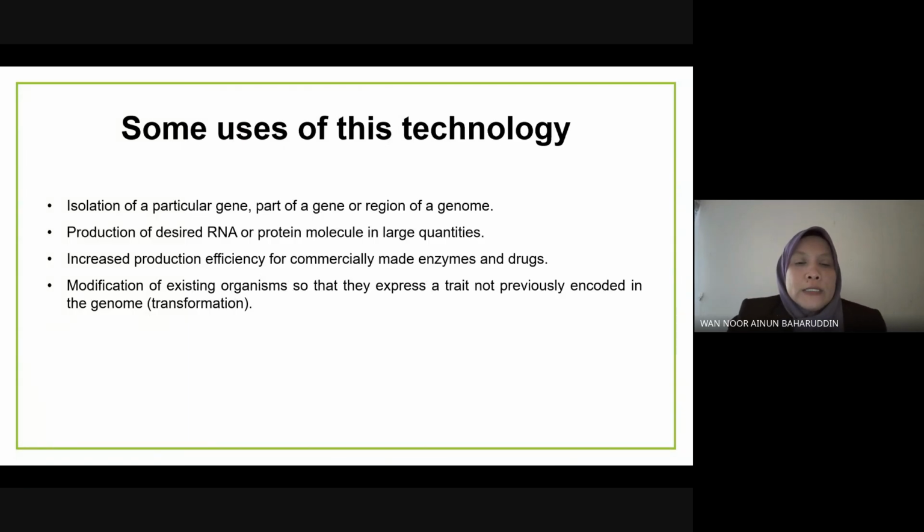So the modification of existing organisms so that they express a trait not previously encoded in the genome, this is what we call transformation. Maksudnya daripada organism, contohlah bentuk dia circular, kita ambil gene yang ada bentuknya triangle, then they will be transformed into this kind of phenotype. So this is the simpler way I want to show that a trait not previously encoded in the genome. So this is what we call transformation.